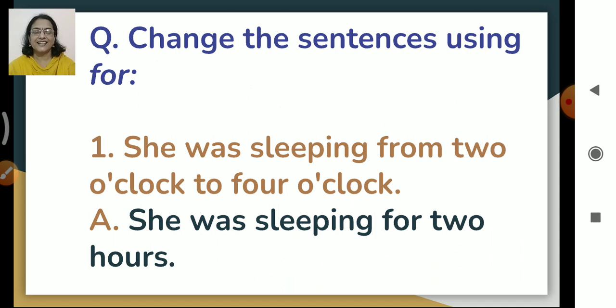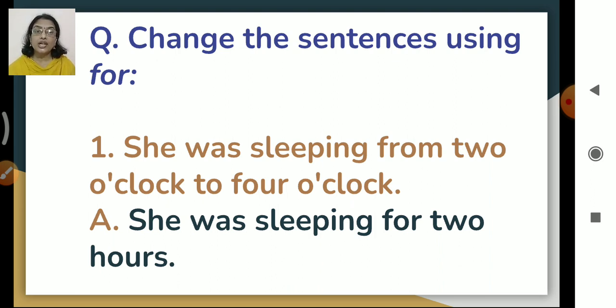Ready? Okay. Now the question is, change the sentences using for. So what we have to do? We have to change the sentence. We will not change the meaning. Okay, we'll change the sentence. But how? We are going to use the word for. Now let's see here.